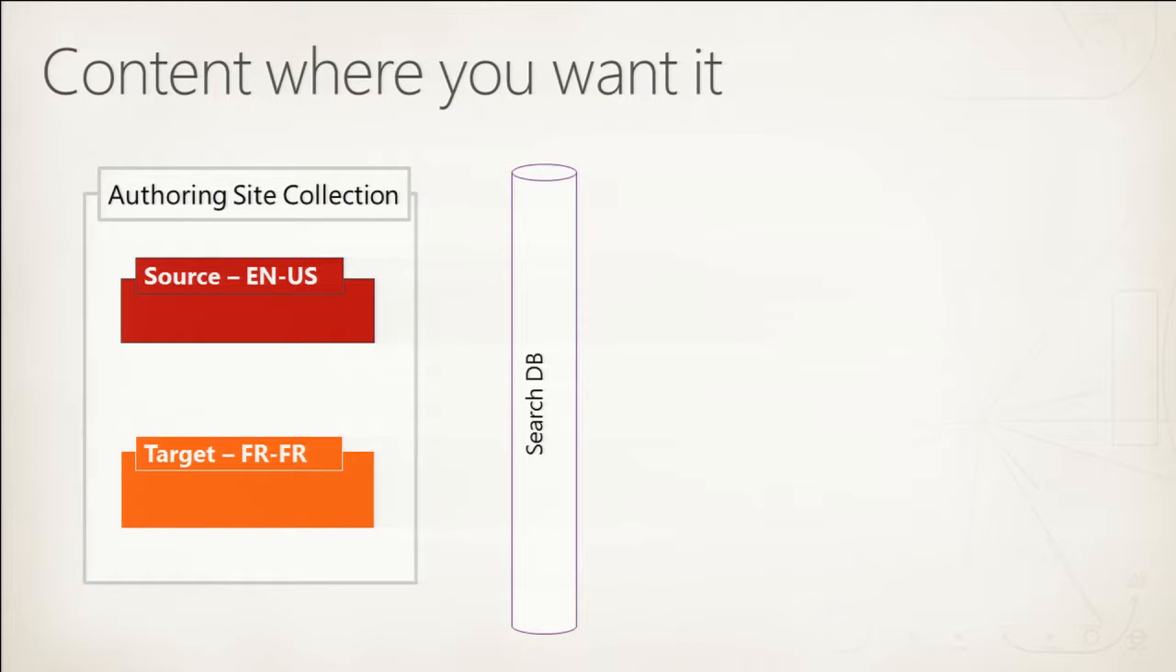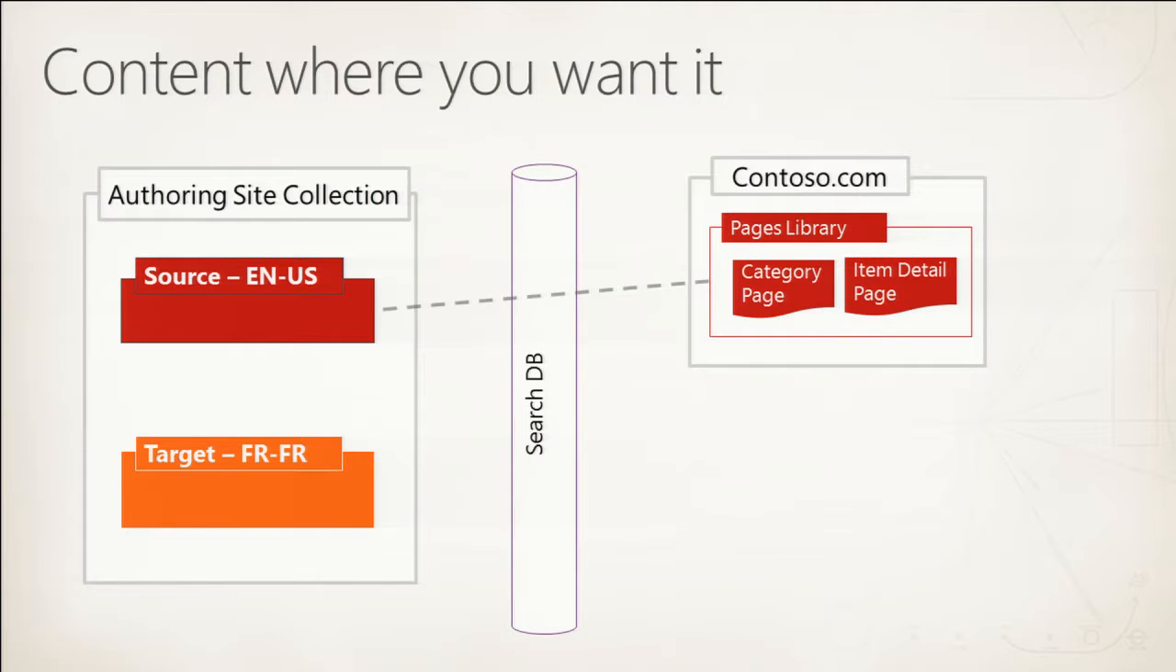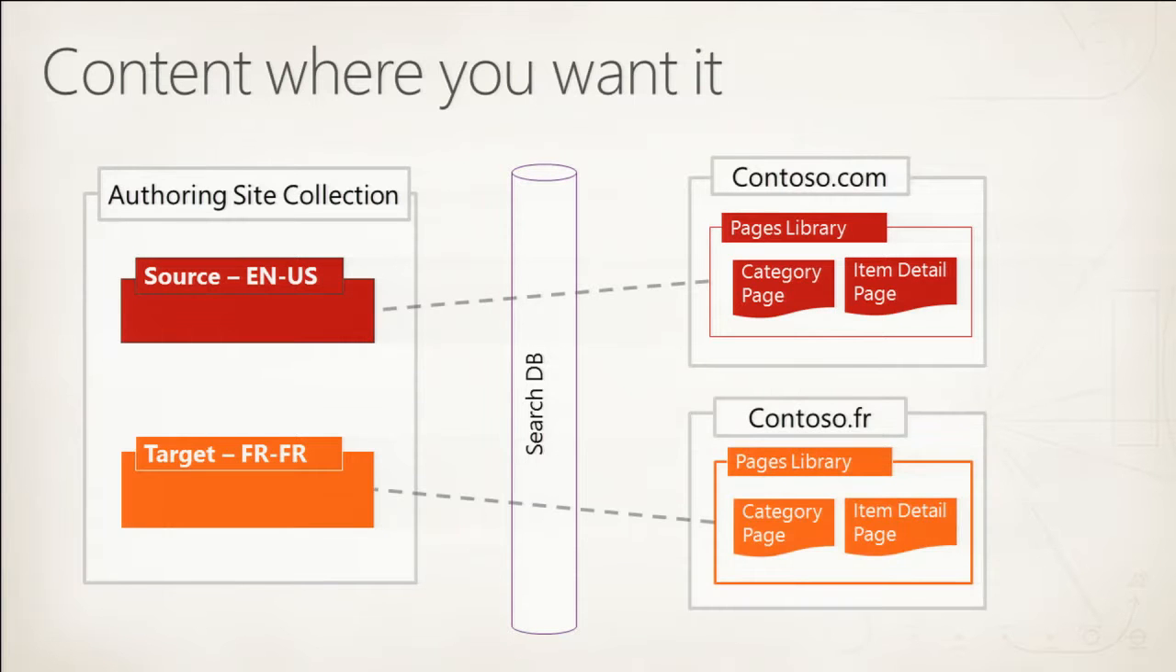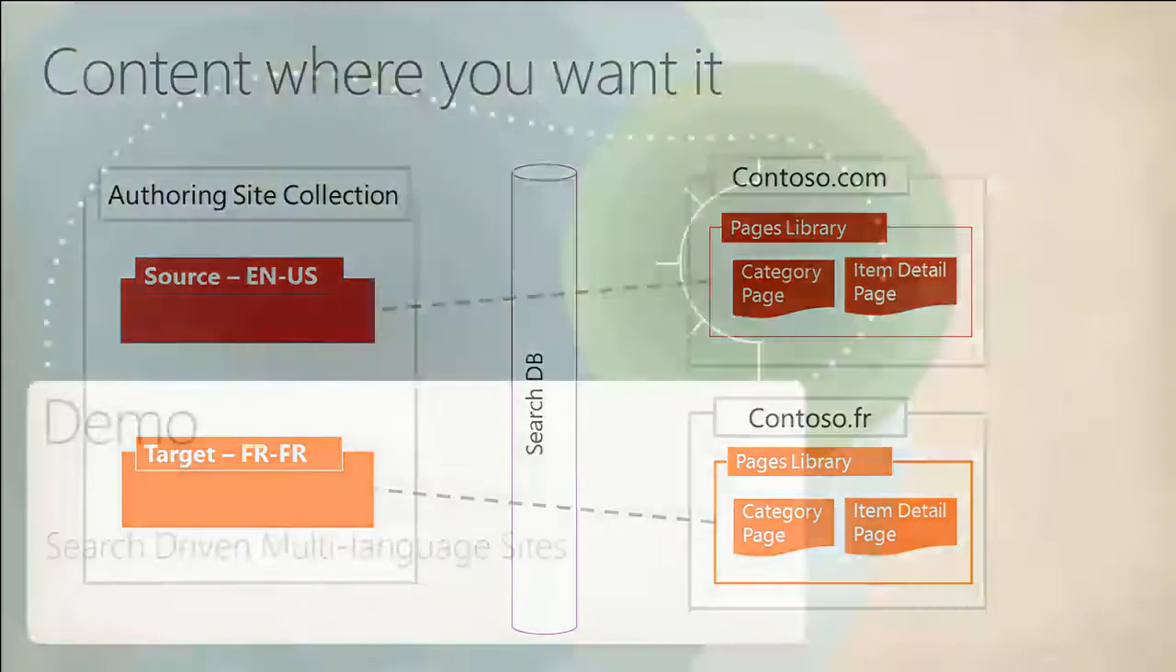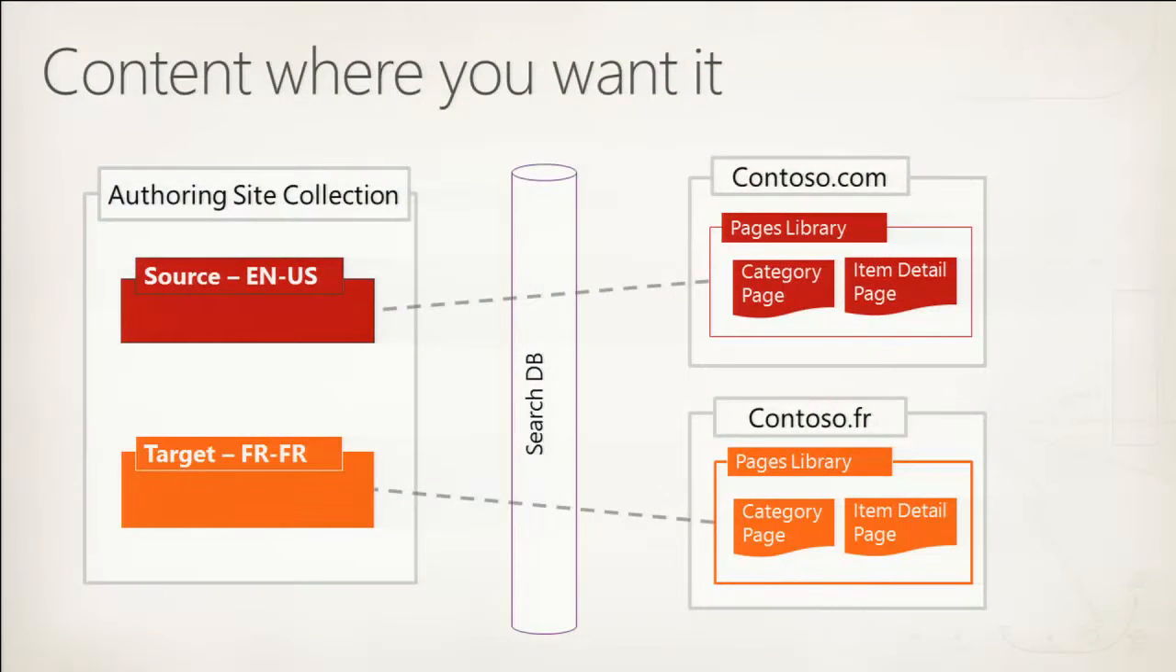So when you nominate a variety of lists or libraries in this site collection as your catalogs, search will then crawl them in this deeper way. And so, like we've probably seen in a variety of other demos, this English US source will be rendered out onto contoso.com, which is our cross-site publishing target site collection, through this category and item details page. In this case, though, we also have a French site where content there is also rendered into contoso.fr. As you're creating more variations content in English, it goes down to French in the target, can then be translated, and will then show up on contoso.fr. So we can show you a quick demo of that, too.